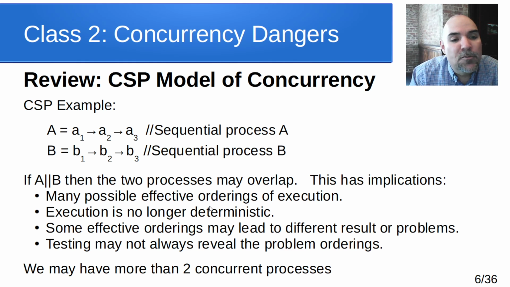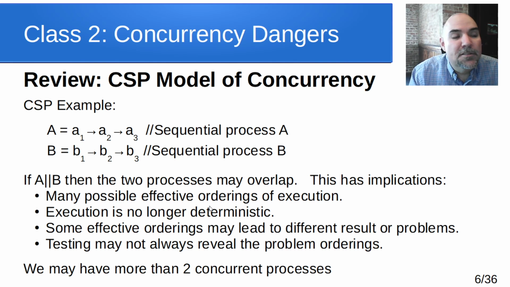And then after it picks one of those, what's the next thing that could happen? Well, we don't know. So when we say effective ordering, we might say, what are all the possible ways we could interleave the instructions from A and instructions from B? And really, there's a large number of those. So that means that execution is no longer deterministic. It will be one of those possible orderings that happens anytime we run the program. But we don't know which one.